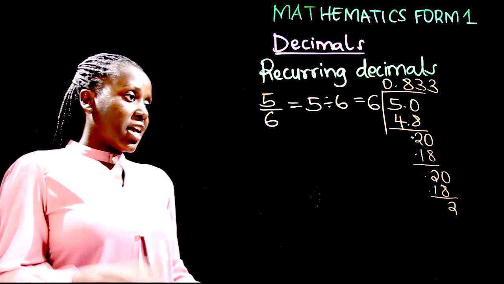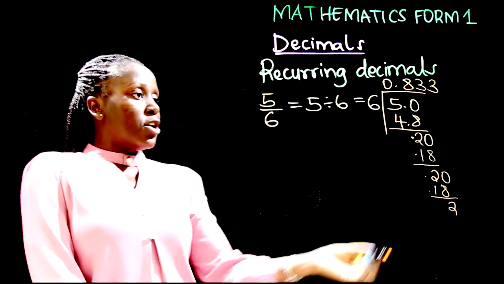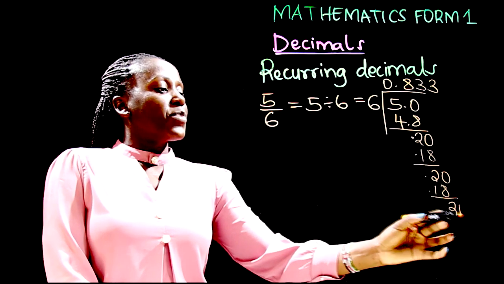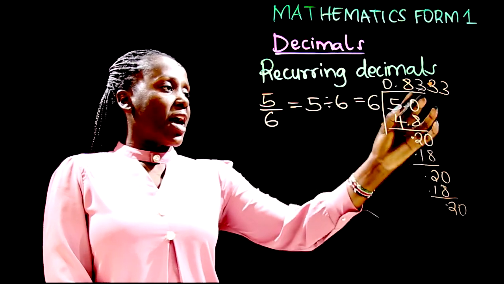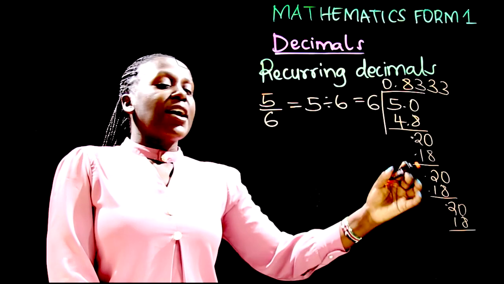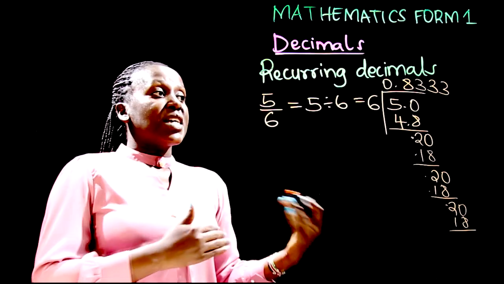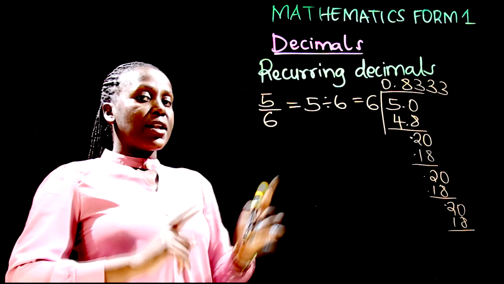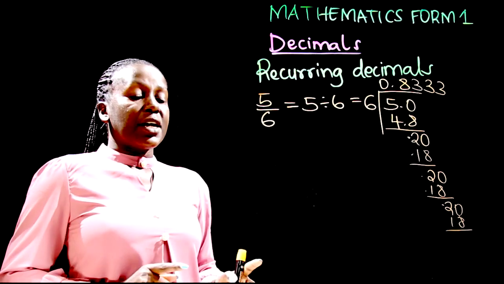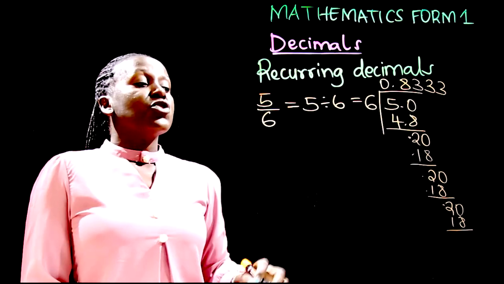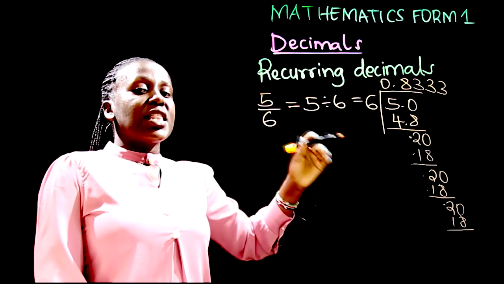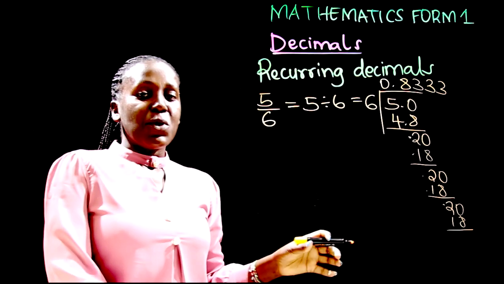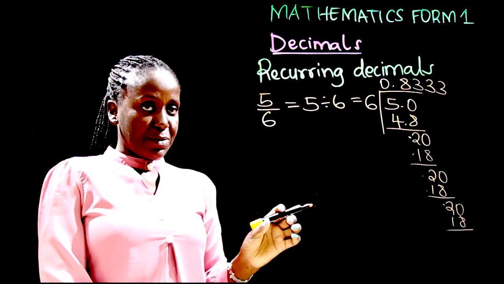By now you have realized that a pattern is forming. We are just going to get another 3 here because of 18, and so on and so on. So this decimal will never come to an end, but you realize there is only one number that is getting repeated, which is 3. So 0.83333 and so on is an example of a recurring decimal.